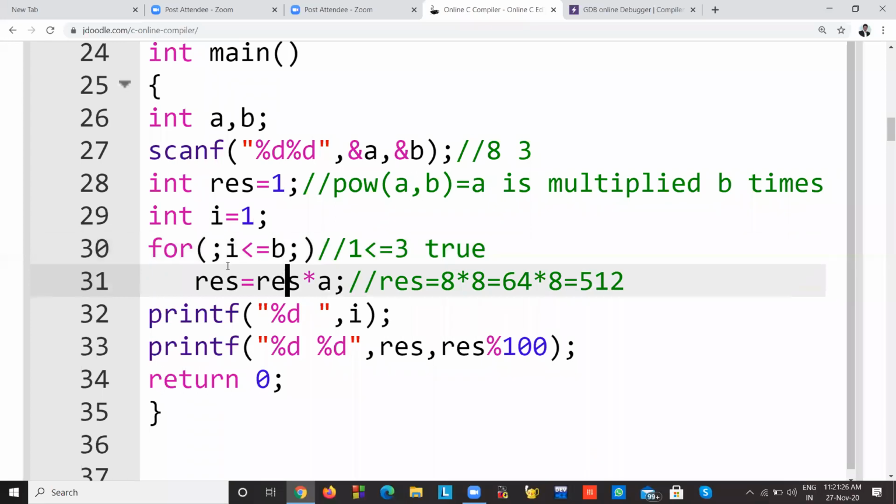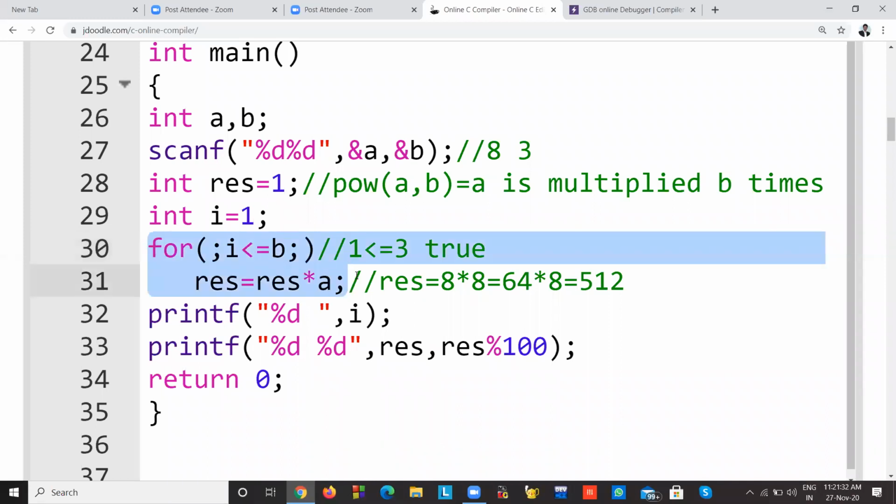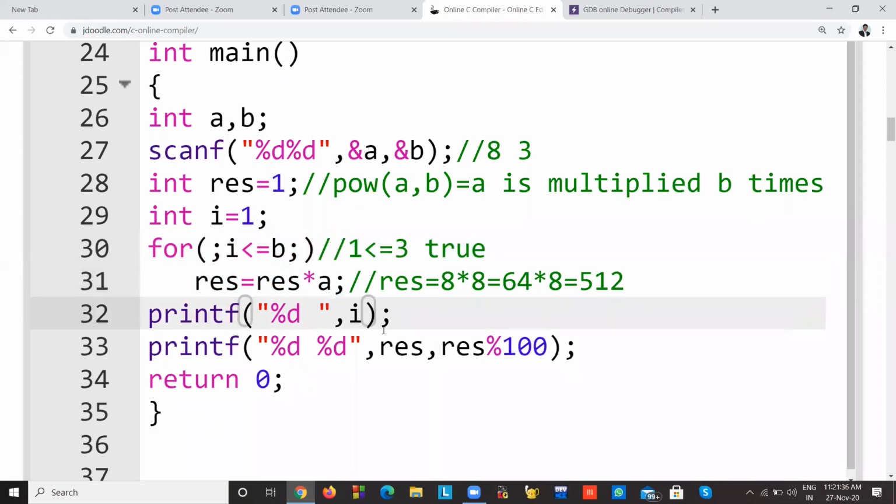So this loop never becomes false, it will become an infinite loop. Okay, infinite loop అయిపోతుంది ఇది. So then never I is printed, never res is printed, never res mod 100 is printed. So that is the problem.